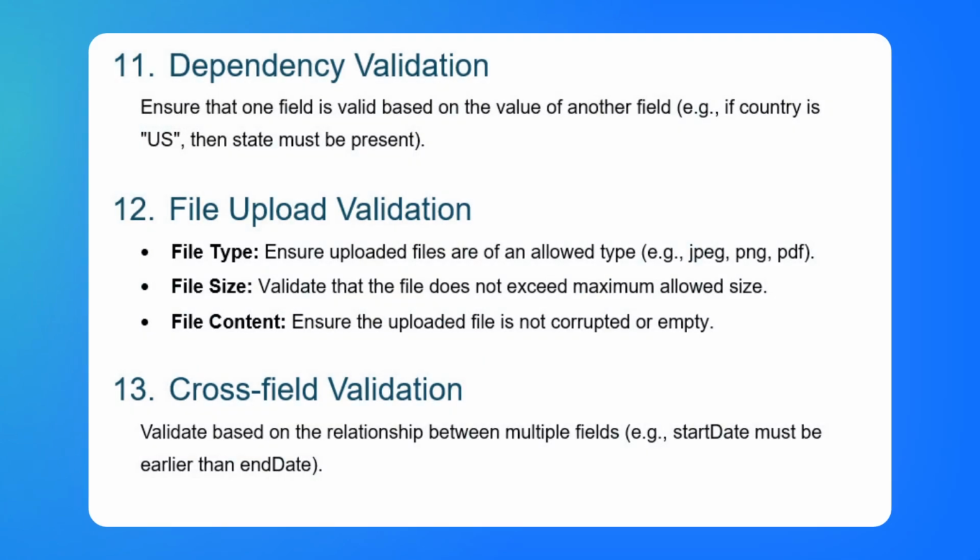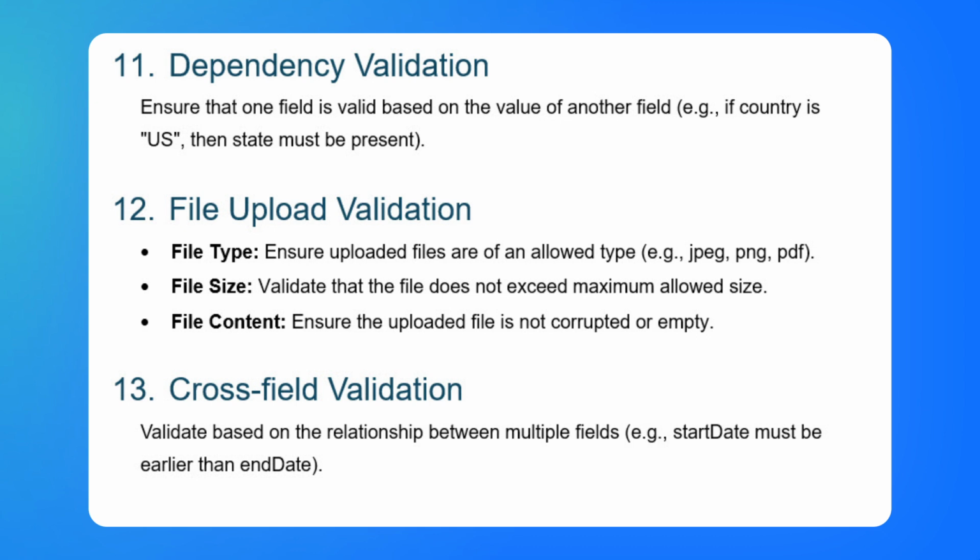Then we have dependency validation. Ensure that one field is valid based upon the value of another field. For example, country: if the country is US, then the state must be present. In the US we have many states.